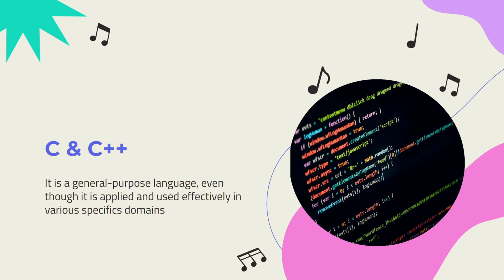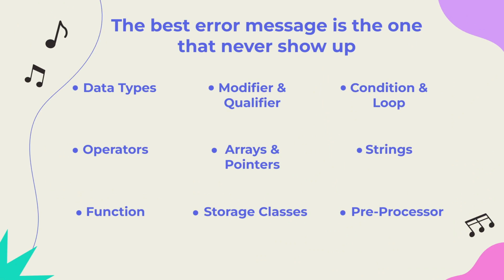So for C and C++, it is a general purpose language, as I said previously, even though it is applied and used effectively in various specific domains. Let's see what is available in C. First is data types. Data types are important in every programming language. In C we have 4 primitive data types: int, char, float and double. Float and double are used to store decimal values, int is used to store integer values, whole numbers including negative numbers, and char is used to store a character.